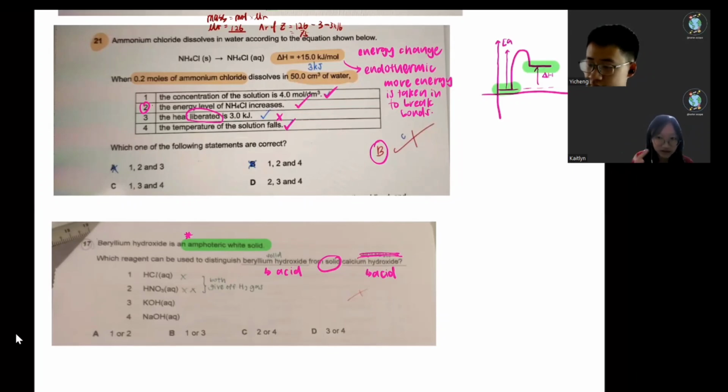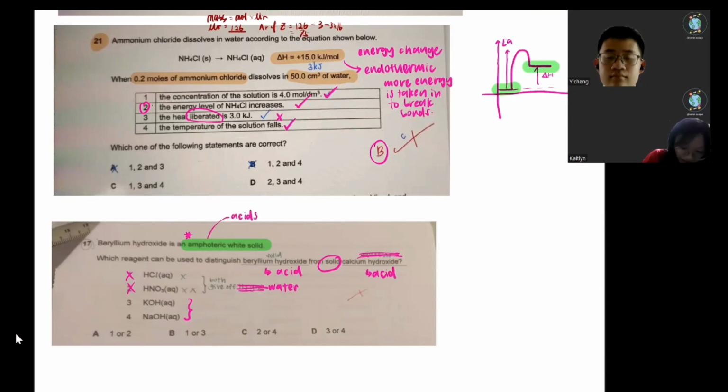So in this sense, we can't really differentiate between the two. That's why an acid here would be wrong. So this one is wrong, not H2 gas, it will be water. But when we add an alkali, we realize that only beryllium hydroxide will react, because an amphoteric solid will react with both acids and alkalis, whereas calcium hydroxide does not react with an alkali. So when you add an alkali, you will immediately know the difference. Your beryllium hydroxide will keep reacting, while calcium hydroxide will not react. So that's why the answer here is D.